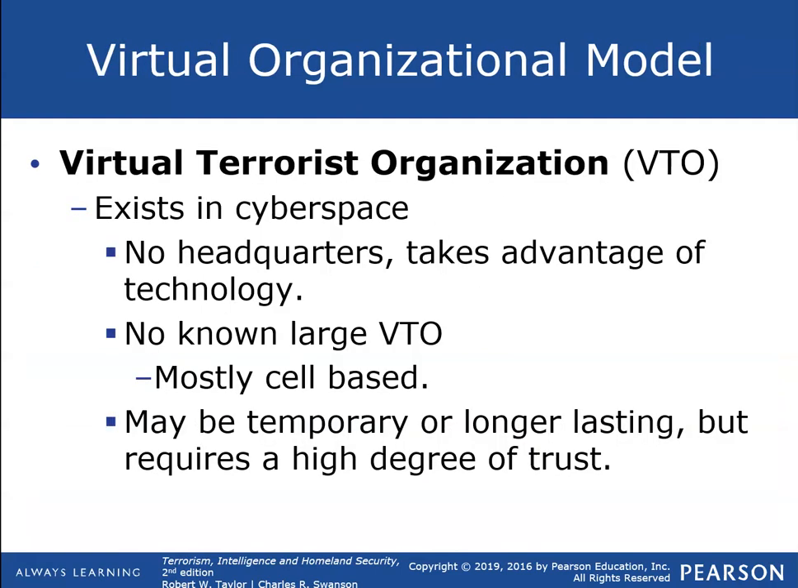Okay, so now we want to finish up with just a couple of quick things, and one is virtual organizations, or the virtual organizational model. So a virtual terrorist organization, or VTO for short, because there's a million acronyms and we have to use them all, exists in cyberspace. It really has no headquarters and needs no physical meeting space. Instead, the VTO exists in cyberspace by taking advantage of technology. Now, there is no known large terrorist group that is completely virtual. VTOs are based on cell structures. So they may be part of a large terrorist movement or be locally inspired and a little bit more independent. So hopefully that makes sense.